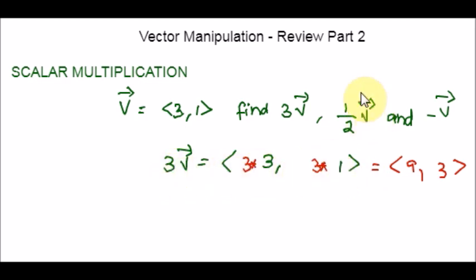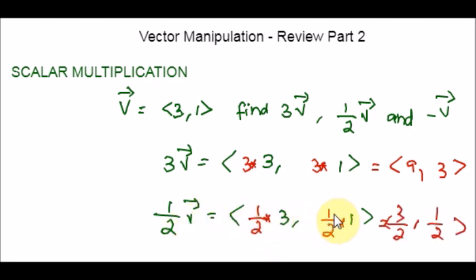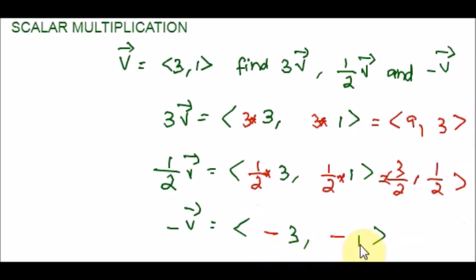Let's now find half of the vector. I'm taking the v vector (3, 1). Now I'm going to multiply both the components by 1/2. So half of the v vector is (3/2, 1/2). Let's now find the negative v vector. Just place a negative sign before the coordinates.